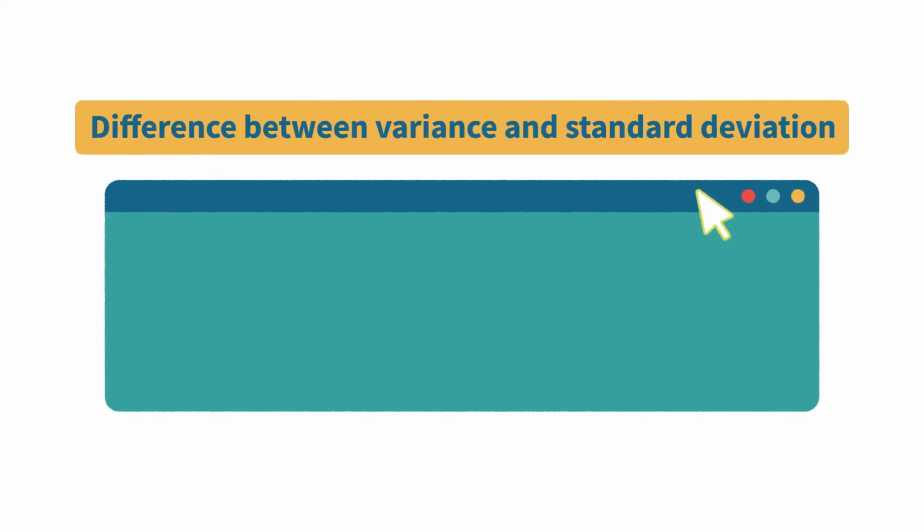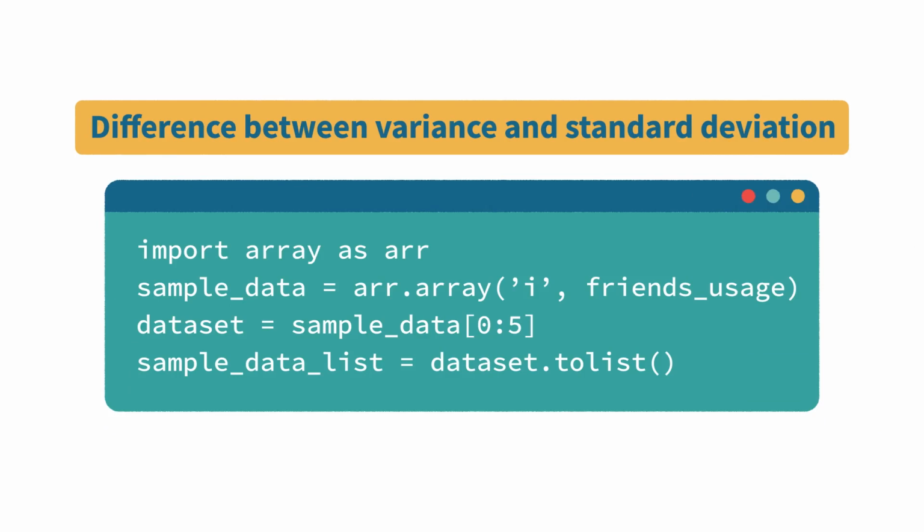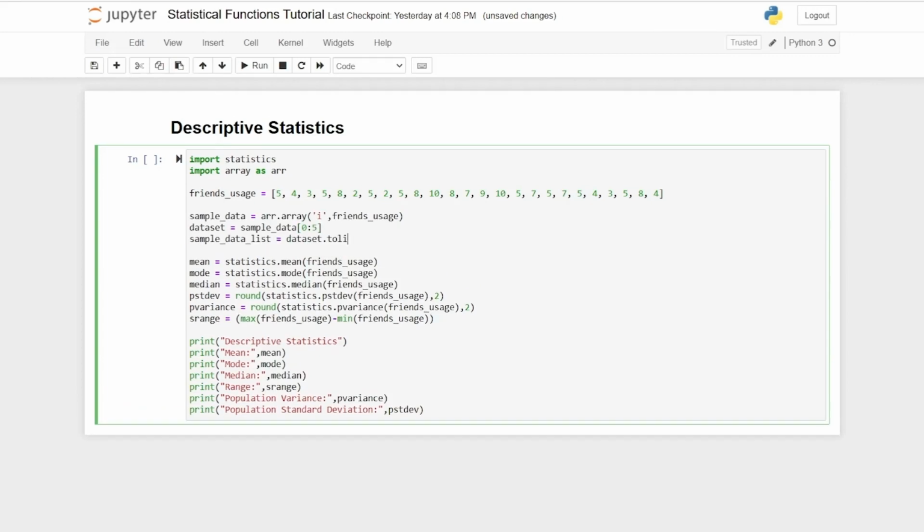Suppose you're curious to see the difference between the variance and standard deviation of a sample and a population. In that case, we can add and tweak the sample code that we used in our previous video. Don't forget to import the array module and reference it as ARR. Now, our updated code will look like this.